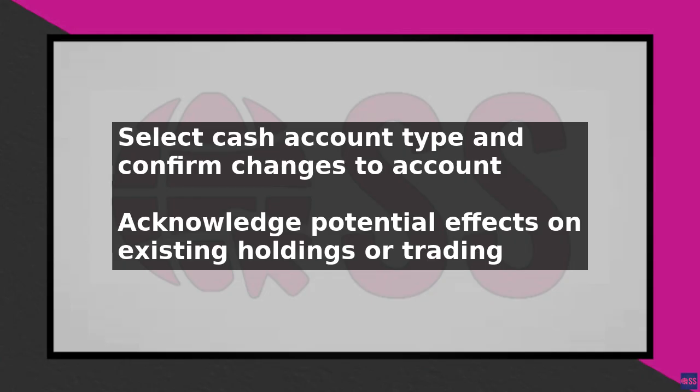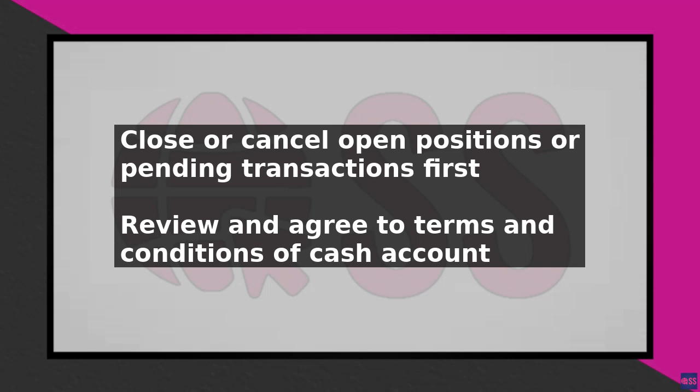Once you have closed or canceled any open positions or pending transactions, you can proceed with changing your account type. After selecting the cash account type, review and agree to the terms and conditions of the cash account. This may include rules and restrictions on trading, settlement times, and other aspects of your account.